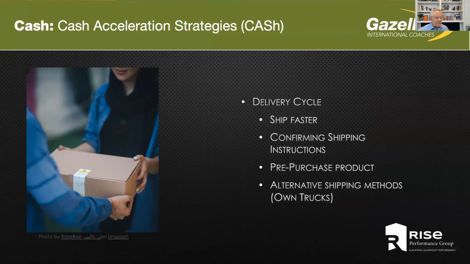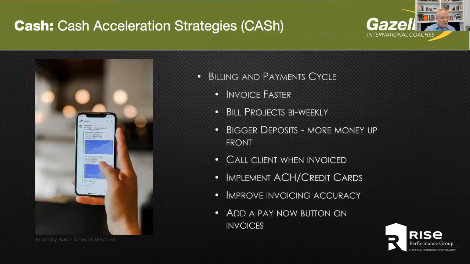Let's talk about delivery. Can you ship faster? Can you confirm the shipping instructions so that we reduce errors? Can you pre-purchase product? Can you find alternative shipping methods? I was with a client last week that's going to implement a strategy. They're doing the analysis to say, should we own one or two trucks of our own? Look at what Amazon has done today. Instead of relying on third parties, they control a big chunk of the shipments that they send out. Are there ways that you can find alternatives that can drive your costs down?